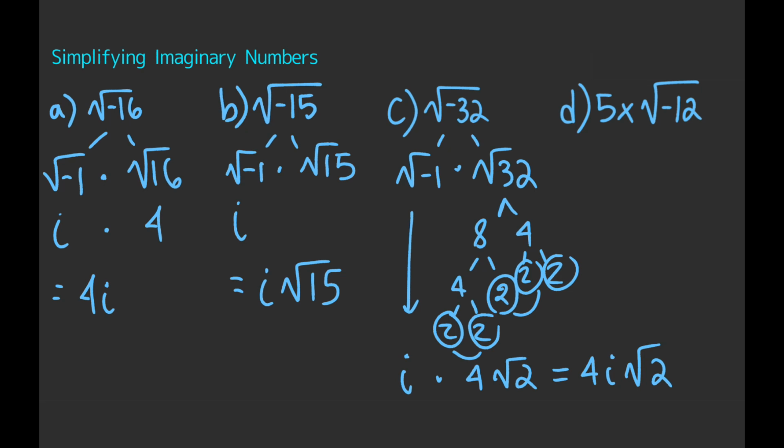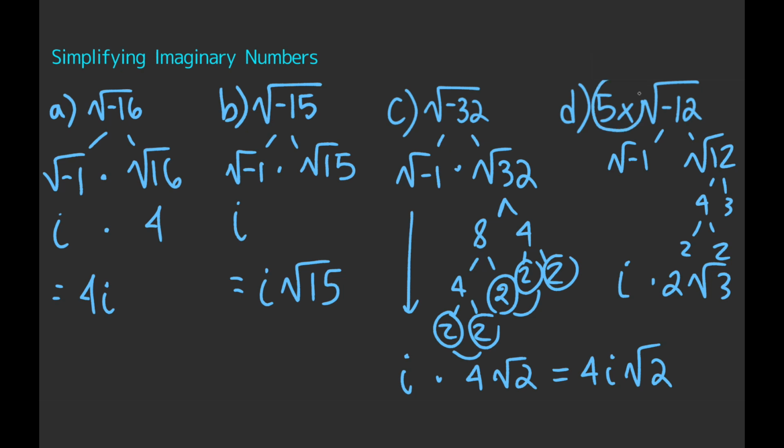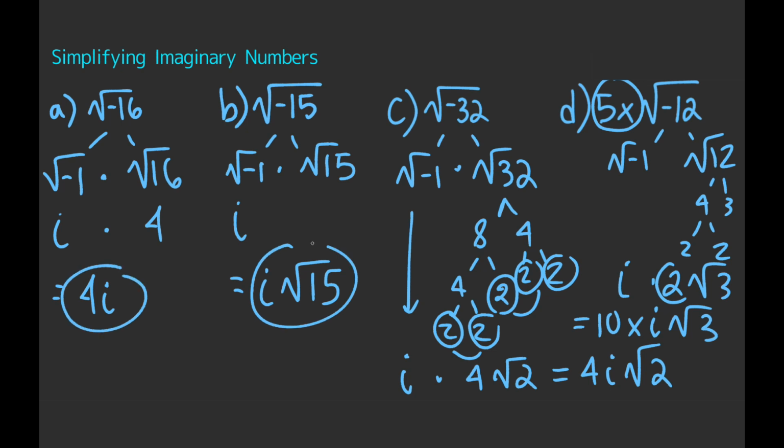On to example D. Again, we can take out the square root of -1. Simplify the square root of 12 using the tree method. And we get i times 2 times the square root of 3. This time we do have something in front of the radical, so we're going to multiply that, or we're going to put it back. So our final answer will be this 2 times that 5, so 10i times the square root of 3. I'm going to circle those so it'll be a little more clear.